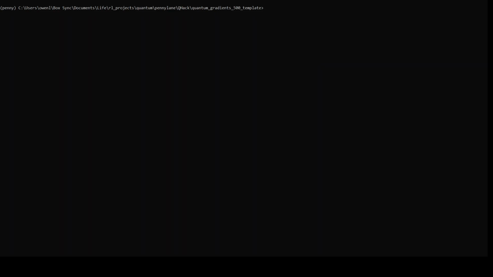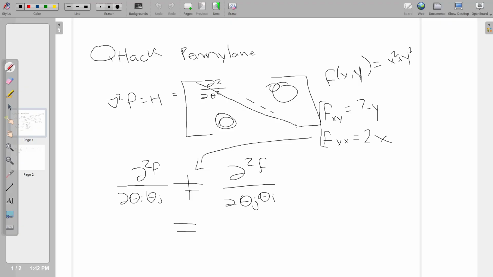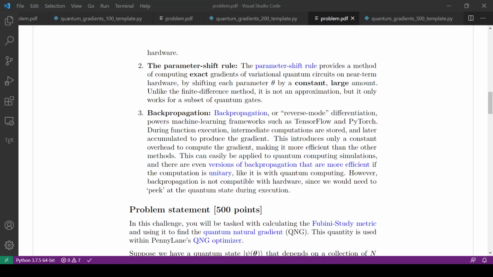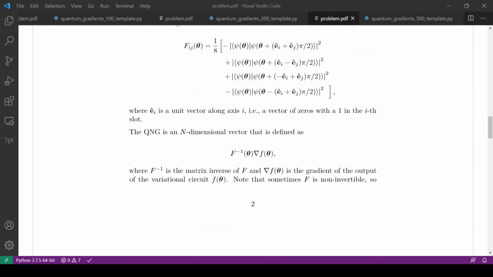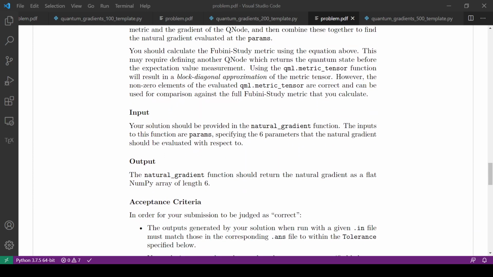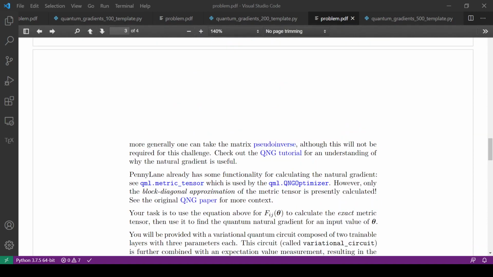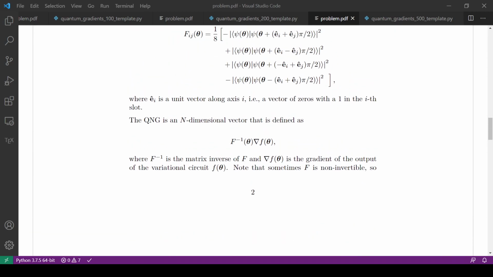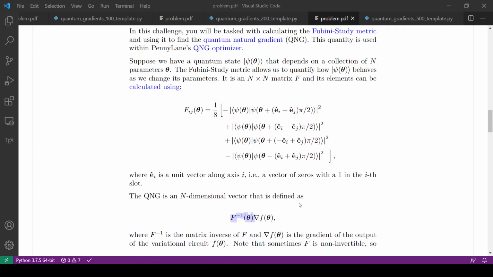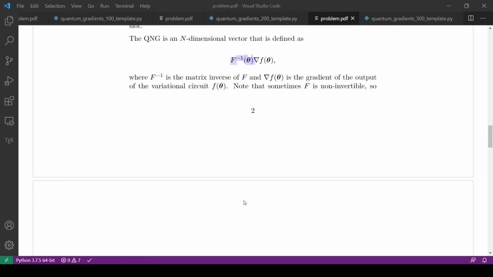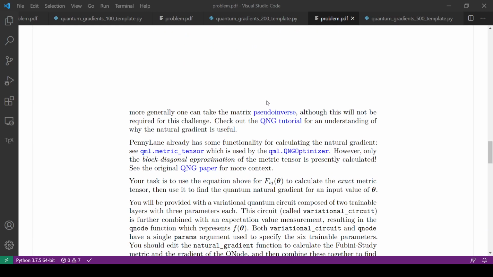So now let's go back to the last problem, which uses the Fubini study metric, or basically the quantum Fisher information. This time the problem is, let's scroll down, we want to create the natural gradient. The natural gradient is the inverse of the Fubini study metric times the gradient. That's all we have to do, but they have a block approximation built in. The QML.metric tensor is, I'm pretty sure, a block diagonal approximation.